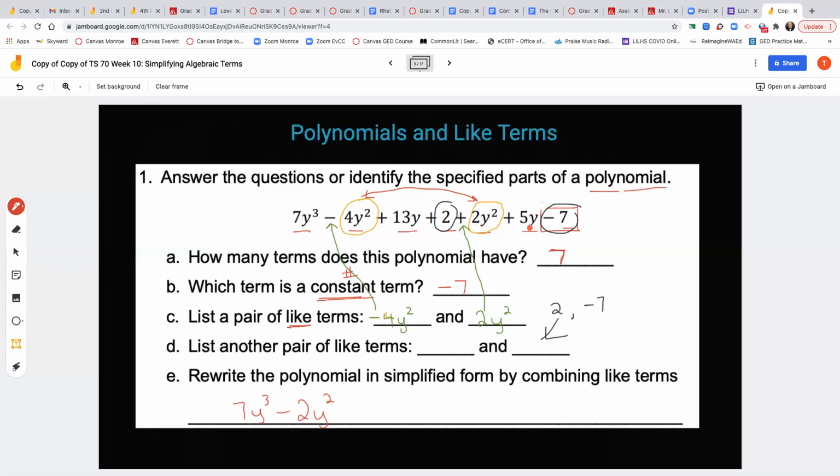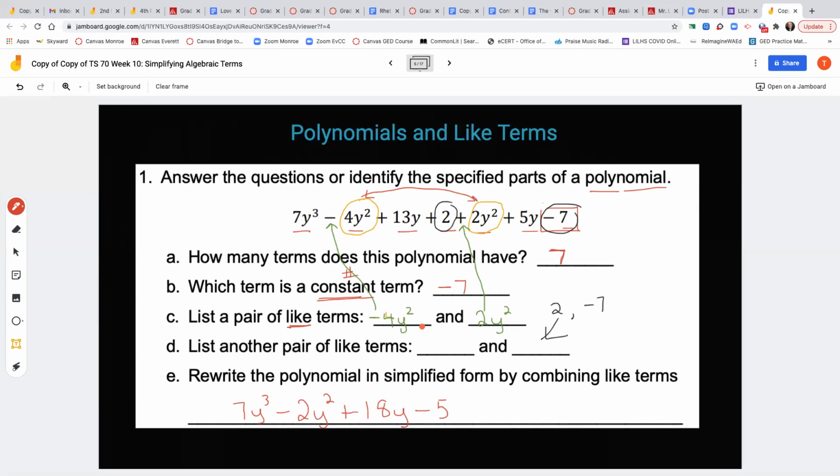Then I got plus 13y, and here's a 5y over here. So there's another one. I'm going to combine them. 13y plus 5y is 18y. So plus 18y. Now I'm going to combine my other like terms, which is 2 and negative 7, to be minus 5, because a negative 7 plus 2 becomes a minus 5.